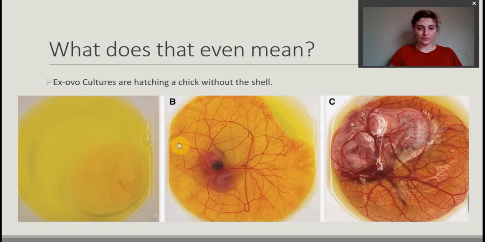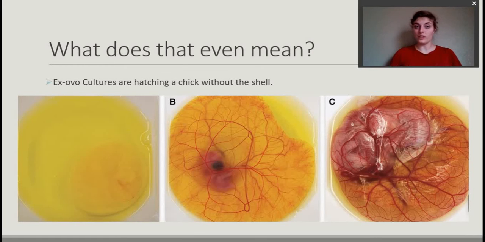And then inside B, you can see a further development. You can see right here what perhaps might be an eye, even, along with blood vessels and things that are deriving nutrients from the egg yolks. And then in C, I think this is really cool. You can tell, obviously, the shape of this little chick, and the very complex system of blood vessels that surround it. So that's a little bit of basic information about ex-ovo culturing.